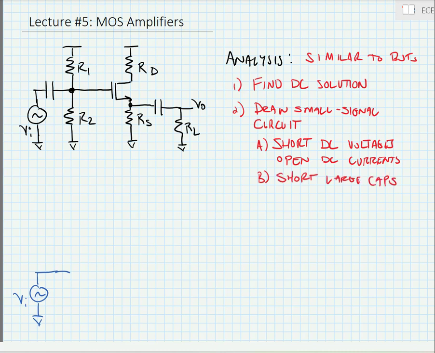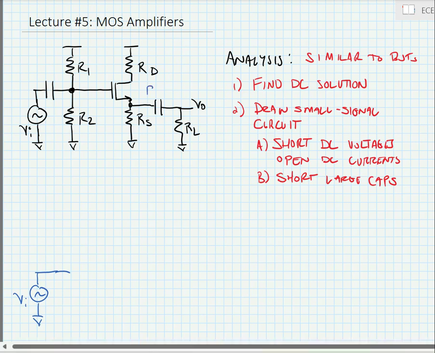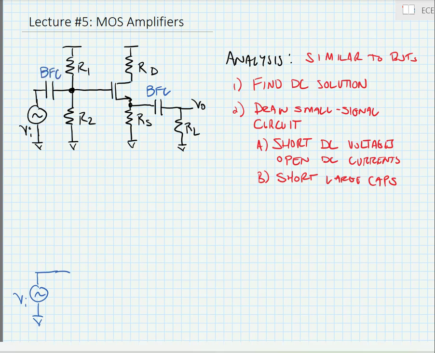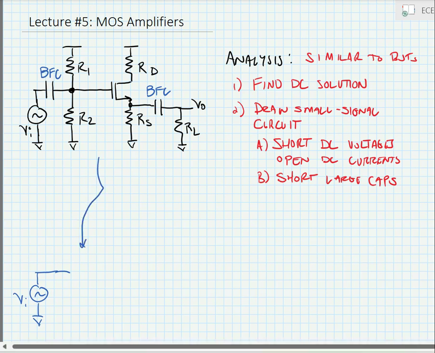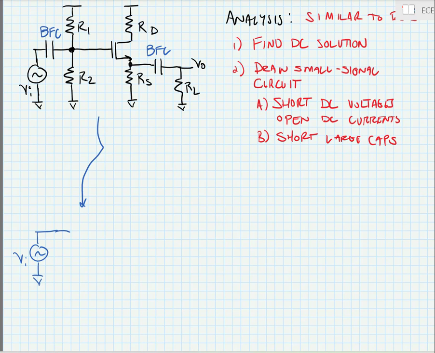Okay, for the circuit that we're looking at here, these are our large capacitors. And we're going to go ahead and try and instantly draw the small signal circuit. So here we can see R1 and R2 are going to be in parallel with the input. We have our gate to source voltage.